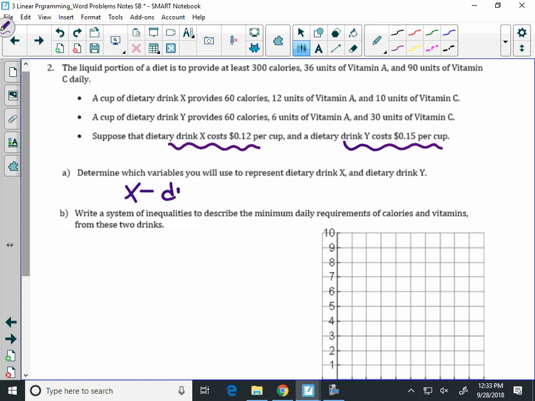X should be drink X and Y should be drink Y, unless you really want to make yourself confused. We were not creative with the names of these. So now let's write a cost equation here. We already are talking about money, we might as well write our cost equation. This time, are we talking about profit or something else?